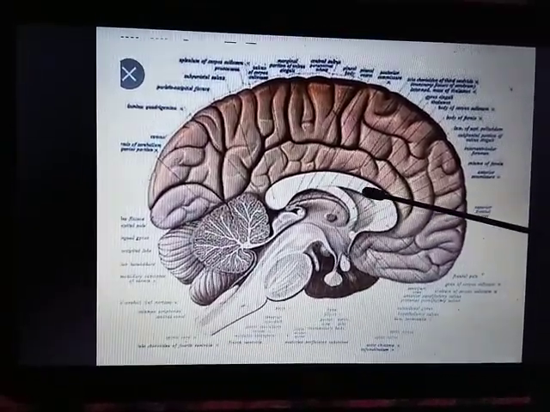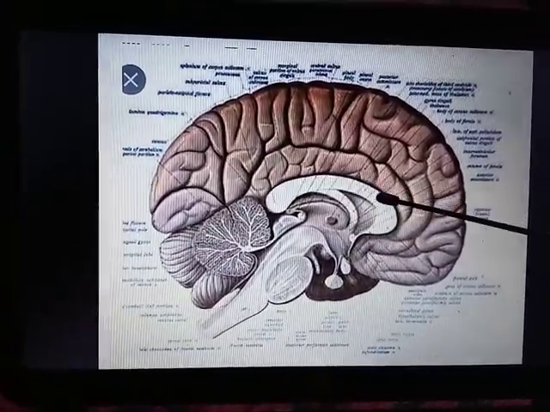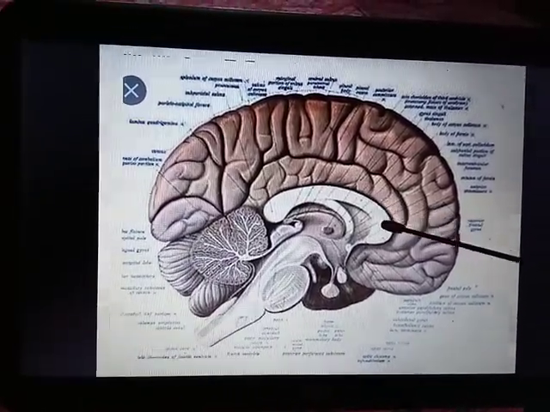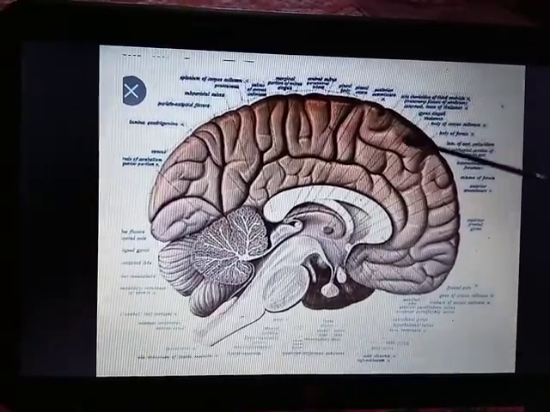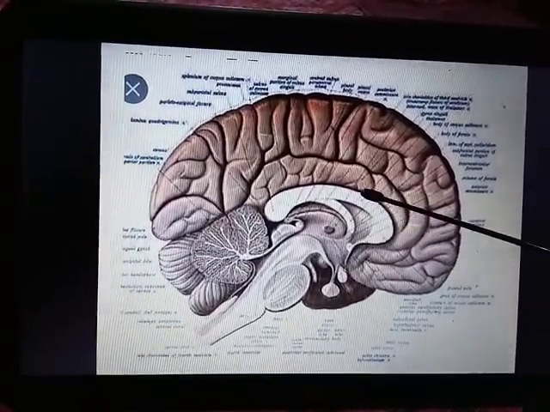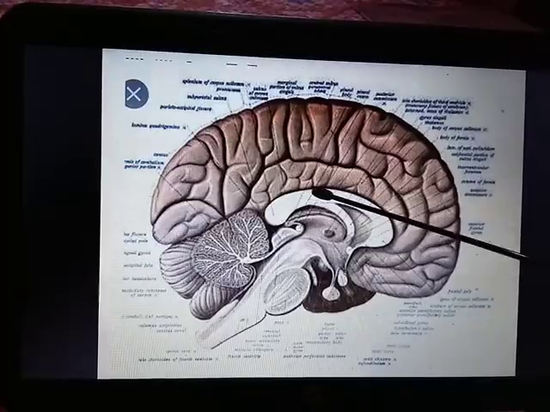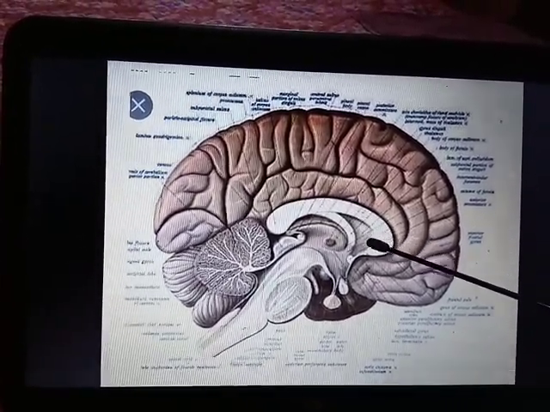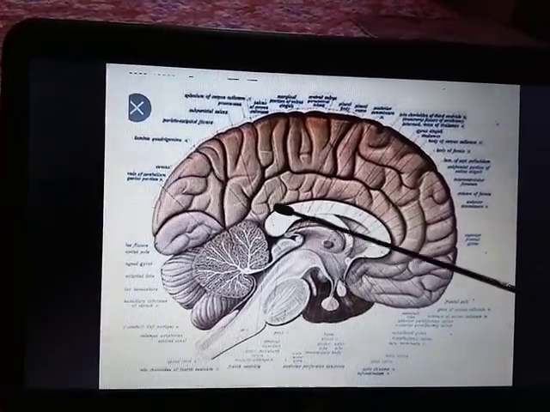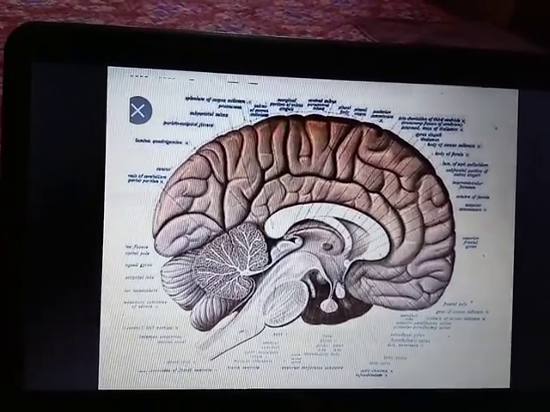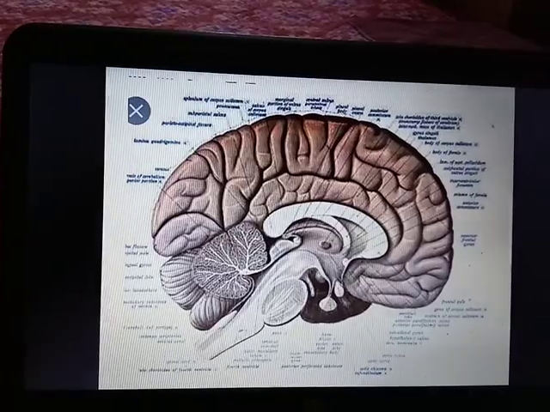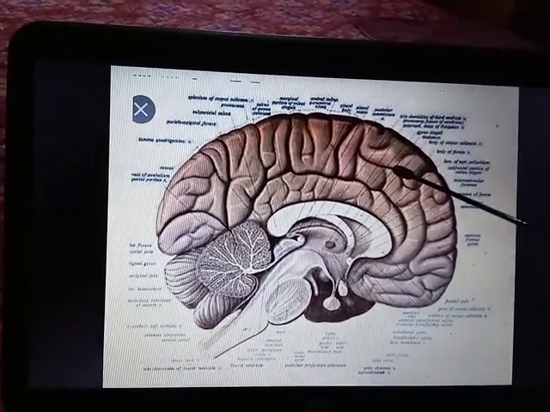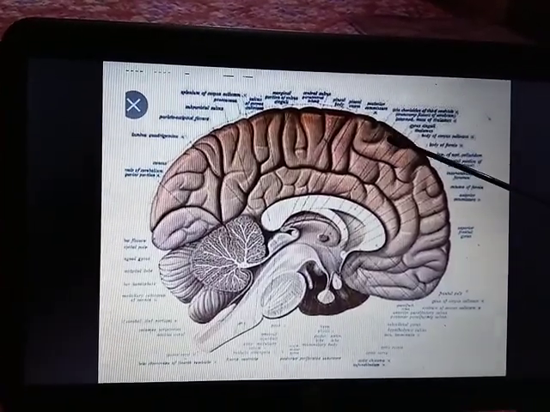Moreover, there is an arched structure on the medial surface which is called the corpus callosum. Now, what is this corpus callosum? The corpus callosum consists of commissural fibers. They are the white fibers. Commissural fibers are those white fibers that connect similar structures, like the corpus callosum here connects one cerebral hemisphere with the other cerebral hemisphere.